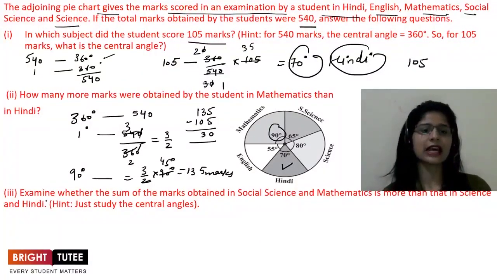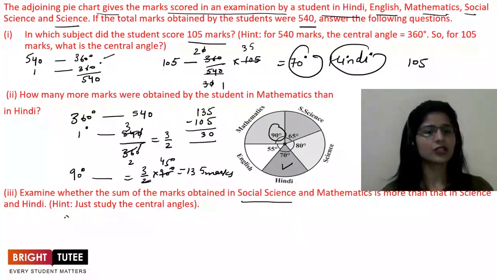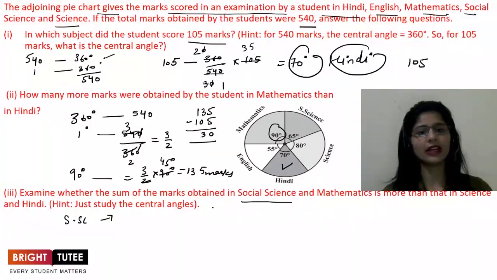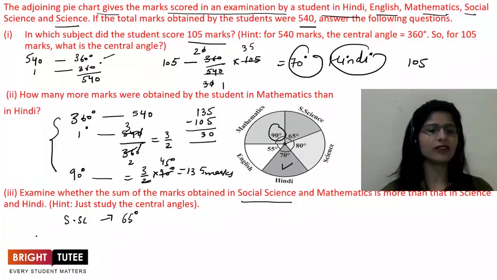Clear? Last they are asking, examine whether the sum of marks obtained in social science and mathematics is more than science and Hindi. So for mathematics and Hindi we already calculated in first and second part. Now we are going to calculate for social science. So for social science, what is the angle given? You see from here it is 65 degrees. Right. So in this similar way, using the unitary method, we can calculate marks of social science. Right. How will we calculate?